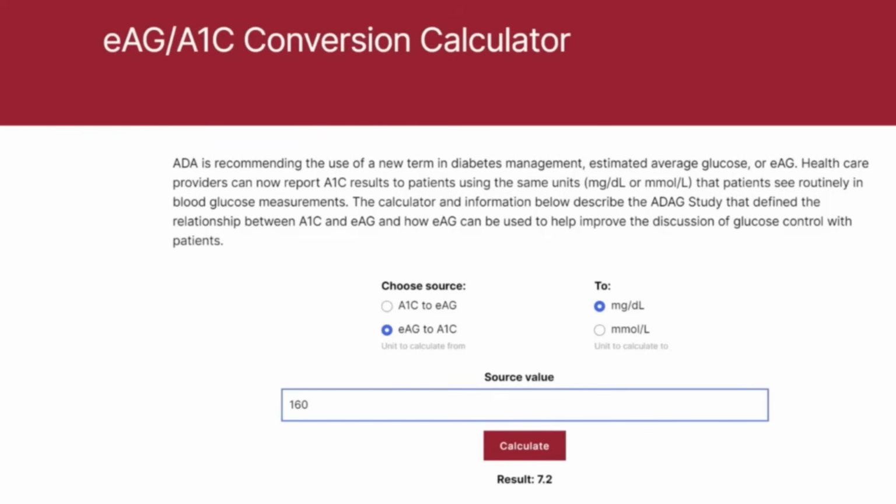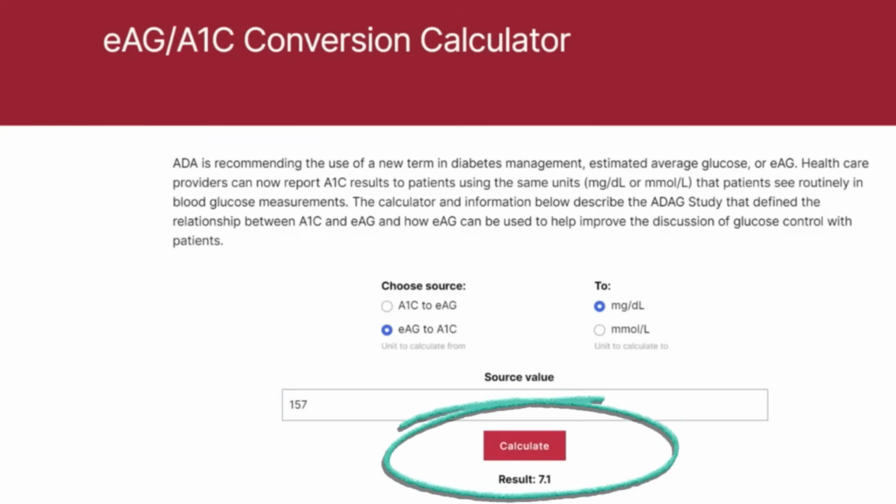We can then put that into our calculator here. 157, click calculate, you see this will take us to an A1C of 7.1. Okay, so hopefully you're convinced that this is still worth your time. Let's move on to those last 3 1-minute habits.